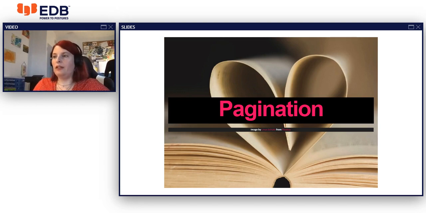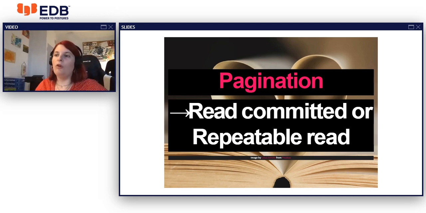Then pagination. Is it okay to have dirty reads? Probably not. Is it okay to have lost updates? Probably not. Is it okay to have non-repeatable reads? Well, it depends. Sometimes you'll be okay with having a pagination where your 11th item of your list disappears when you click next. Sometimes you won't be okay. It really depends on your context. Is it okay to have phantom reads? Probably. Is it okay to have serialization anomaly? Probably. So in this case, you should go with read committed or repeatable read. It really depends on your context.